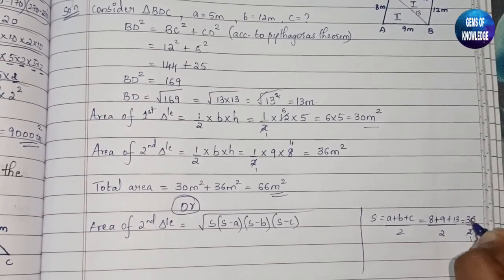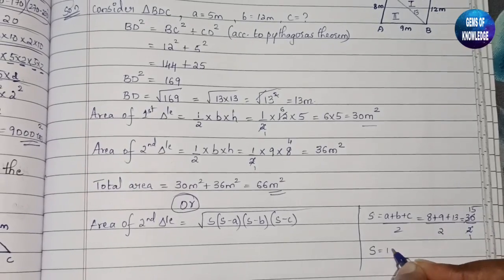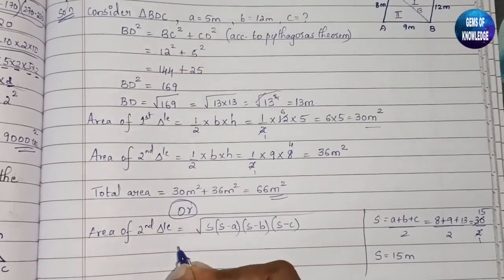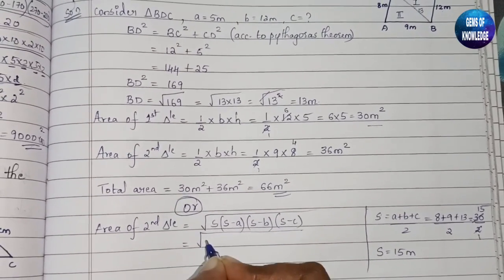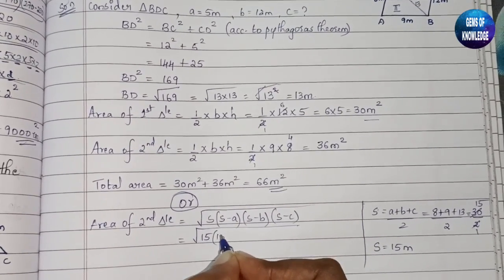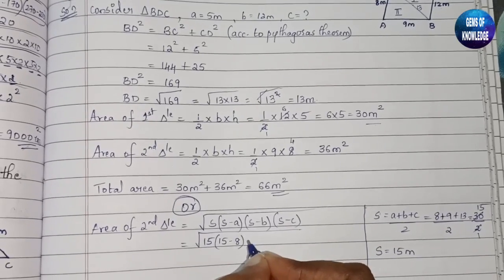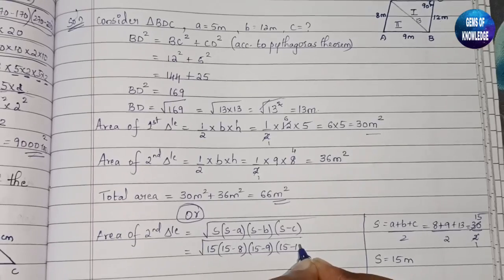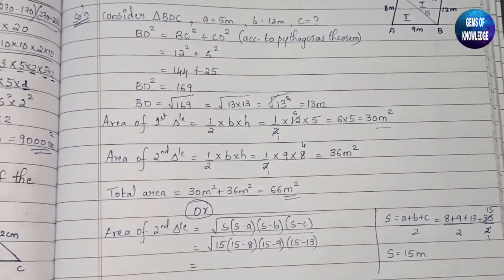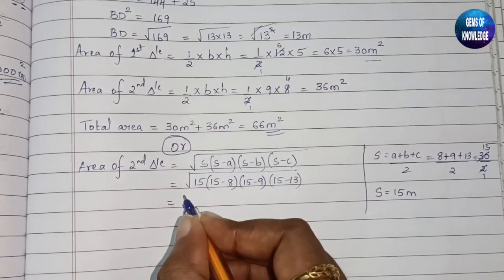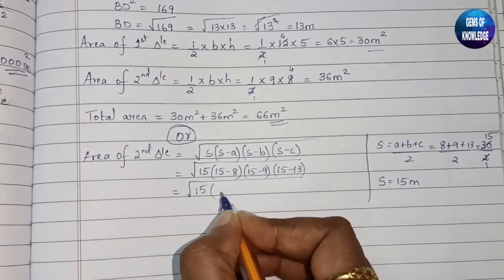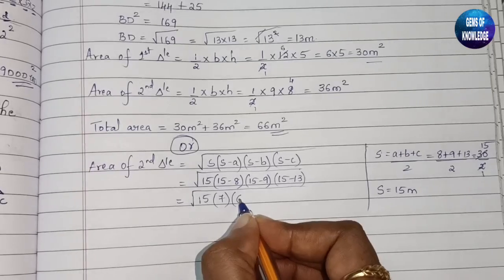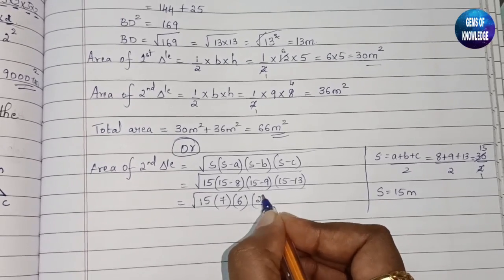2 ones are 2, 15 twos are 30. So s is equal to 15 meter, we got. Now we'll apply it here. s is 15. 15 minus a, which we have taken as 8, 15 minus 9 we have taken for b, and for c, 15 minus 13. If we open this, we keep this 15 as it is. 15 minus 8 is 7, 15 minus 9 is 6, and 15 minus 13 is 2.